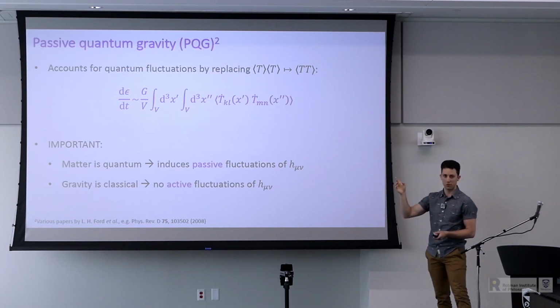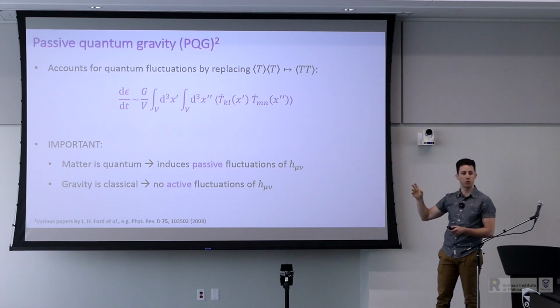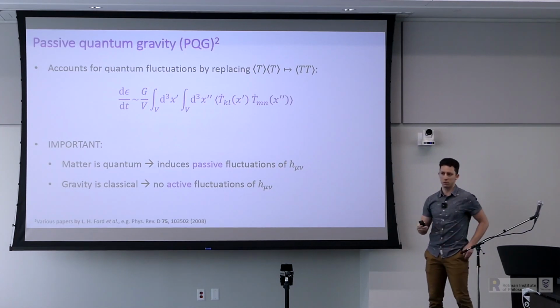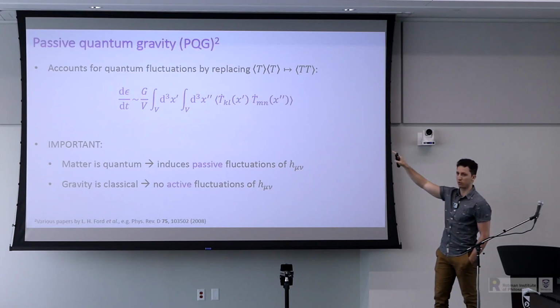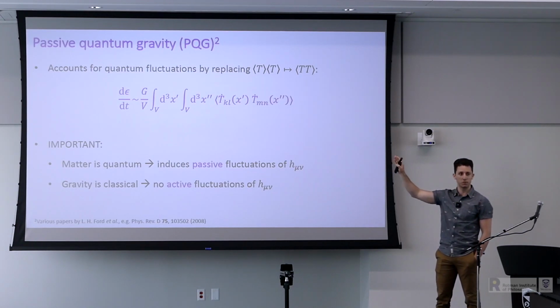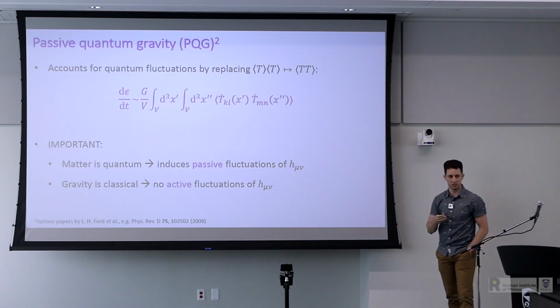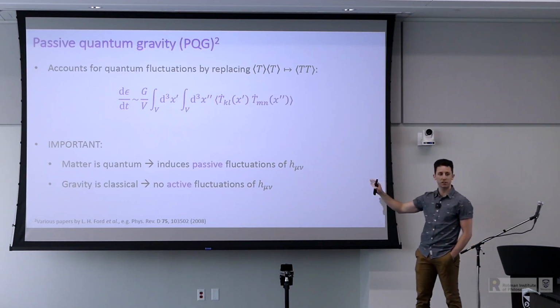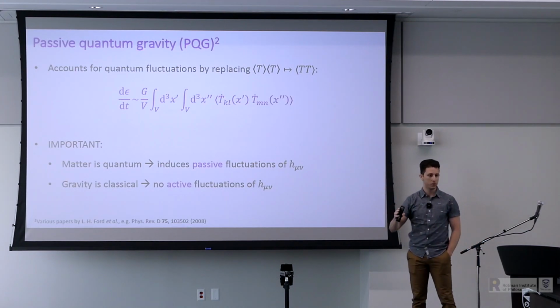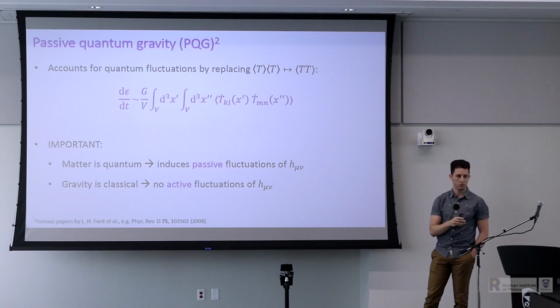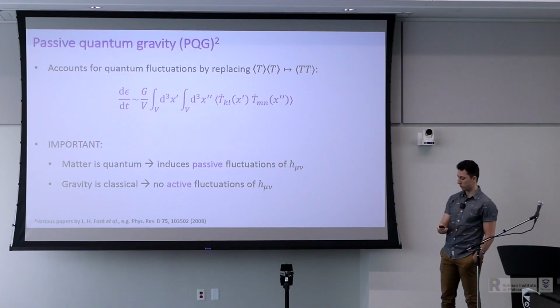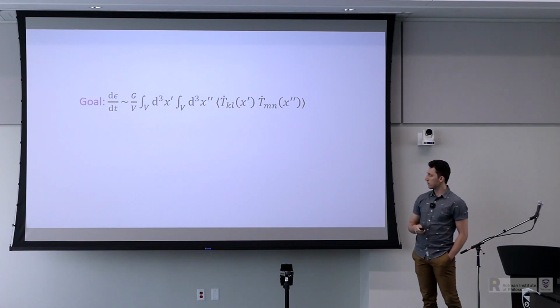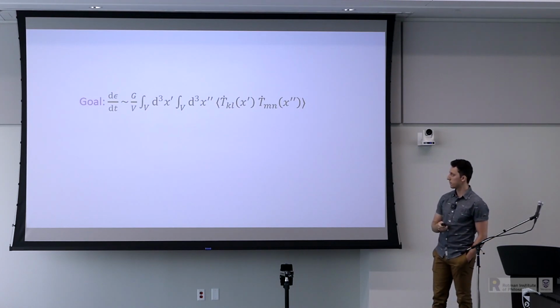This is the reason that this theory is called passive quantum gravity, although I would argue that that's not really an appropriate name, because gravity is completely classical in this formalism, okay? So that's something that it's important to keep in mind here. We're considering a theory of classical gravity coupled to quantum matter, where the matter induces fluctuations of the gravitational field, okay? Now let's try to compute this quantity. That's our goal for the rest of the talk.